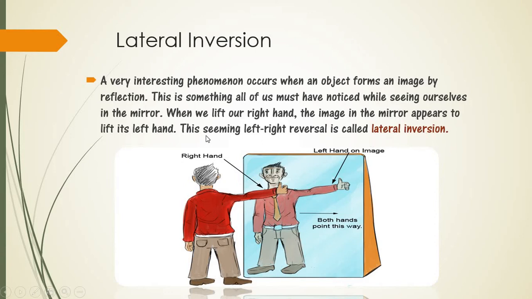So what is lateral inversion? The seeming left-right reversal is called lateral inversion. It means right seems to be left in the image, and that phenomenon is called lateral inversion. This occurs in a plane mirror, when we see our image in the plane mirror. At that time we will see this lateral inversion. Left seems to be right and right seems to be left in the image. Inversion means opposite, and this is called lateral inversion.